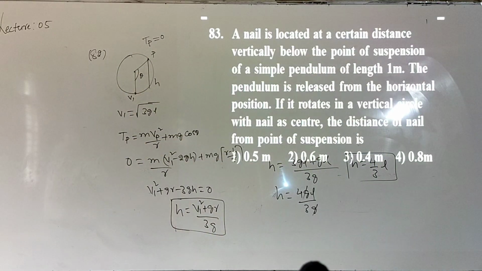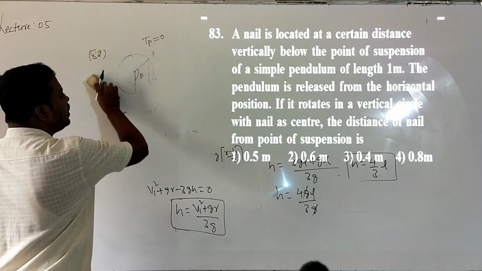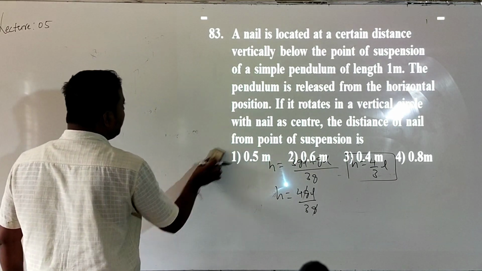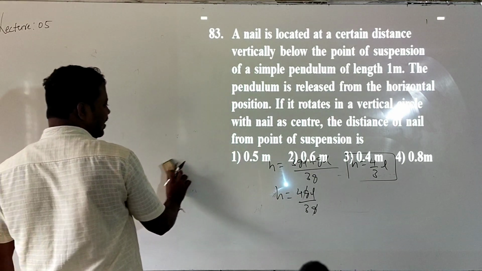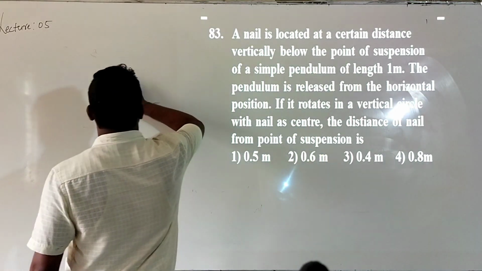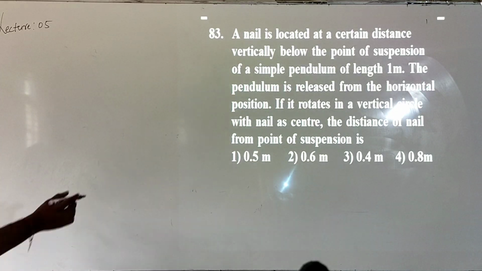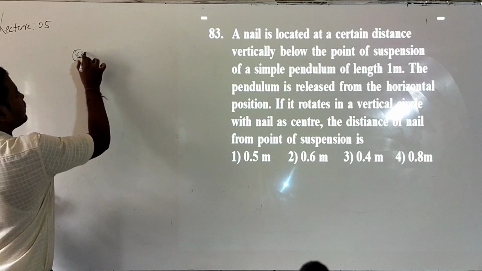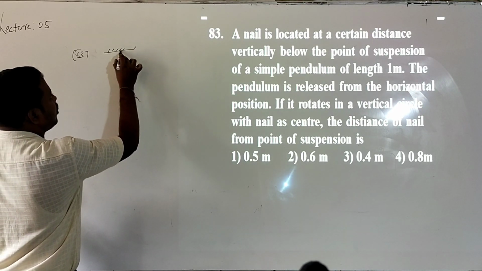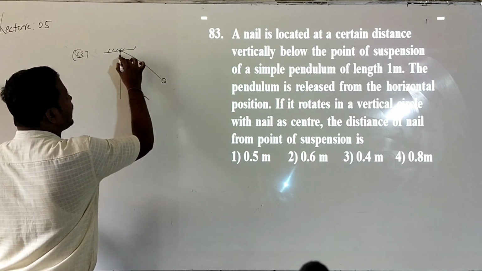Next question, question number 83. In level 2 we did not get many questions based on the concepts we discussed, because all the level 2 questions were basic questions. But this one we also discussed in class 3 of circular motion. So question number 83: a simple pendulum is suspended from the point of suspension, and the bob is pulled to one side until the string makes an angle theta.